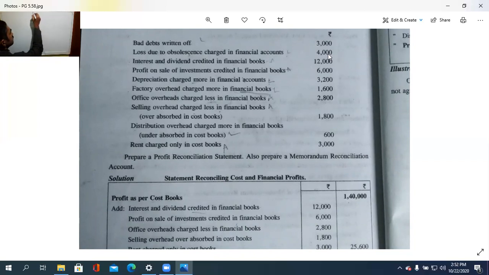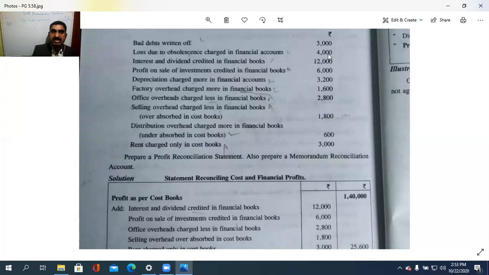So this is the profit reconciliation statement. Only one column, that is the amount column. So net profit as per cost books. Net profit as per cost books, it is 1,40,000. Then add some items. What are the items to be added? Bad debts written off. Bad debts is what?